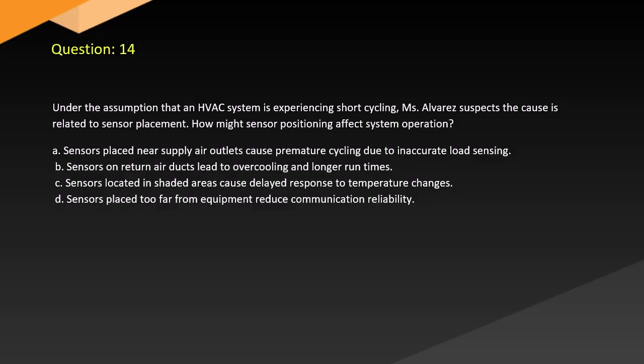Question 14. Under the assumption that an HVAC system is experiencing short cycling, Ms. Alvarez suspects the cause is related to sensor placement. How might sensor positioning affect system operation? A. Sensors placed near supply air outlets cause premature cycling due to inaccurate load sensing. B. Sensors on return air ducts lead to overcooling and longer run times. C. Sensors located in shaded areas cause delayed response to temperature changes. D. Sensors placed too far from equipment reduce communication reliability.